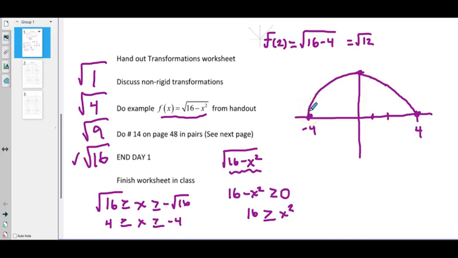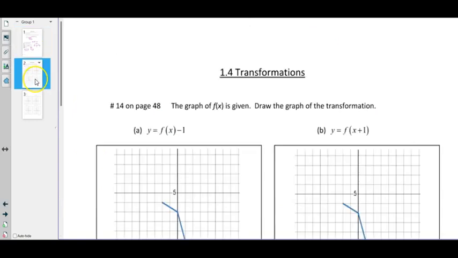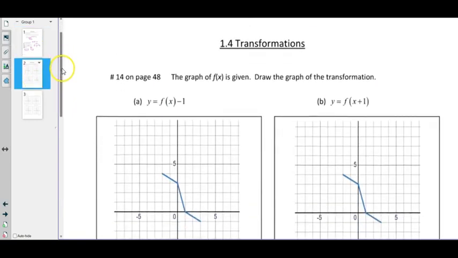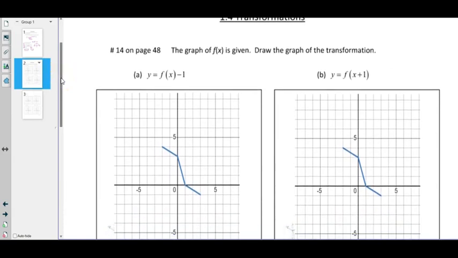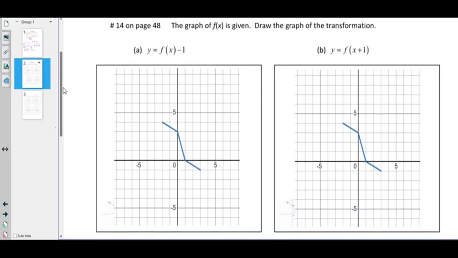Okay, onward from here. The idea is that we should be able to think of domain, we should be able to think of what this might look like, but we can always, always, always plug in points. Okay, examples here. So 1.4, we're going to do example number 14 on page 48. You actually have the homework problem for 13. It looks very similar to this, so knowing this is going to be important.